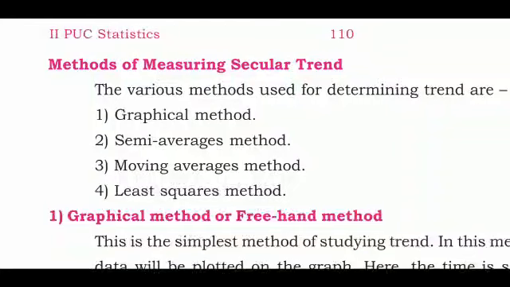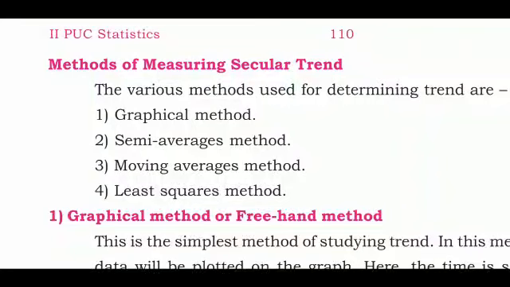So which are the methods to study secular trend? The different methods you are going to study here are: the first one, graphical method, where you will be drawing a graph and coming to the conclusion. The second one is known as the semi-averages method. The third one is known as the moving average method, and the fourth one is known as the least squares method. I repeat, there are four methods: graphical method, semi-averages method, moving averages method, least squares method.